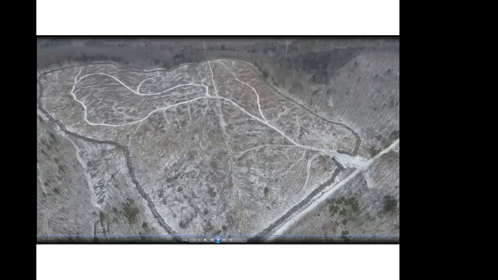So this is the first harvest we completed. It was 74 acres. You can see it's called the gas line site. You can see that straight diagonal line is a buried natural gas right of way. You can see the skid trails, and you can see that the slash is piled at the perimeter of the harvest.